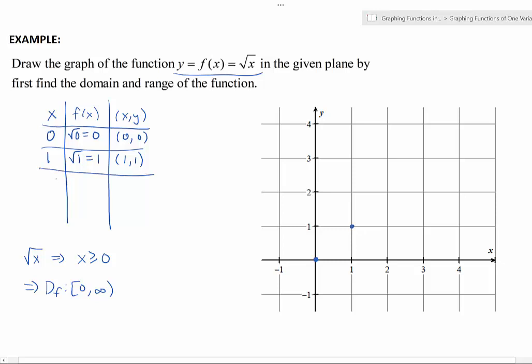How about if x is 4? Then the square root of 4 is 2. And we get the ordered pair 4, 2. Right about there. So we're starting to see a little bit of a pattern here. It's definitely not a line. Kind of goes up and then takes a while to get a little bit bigger there.